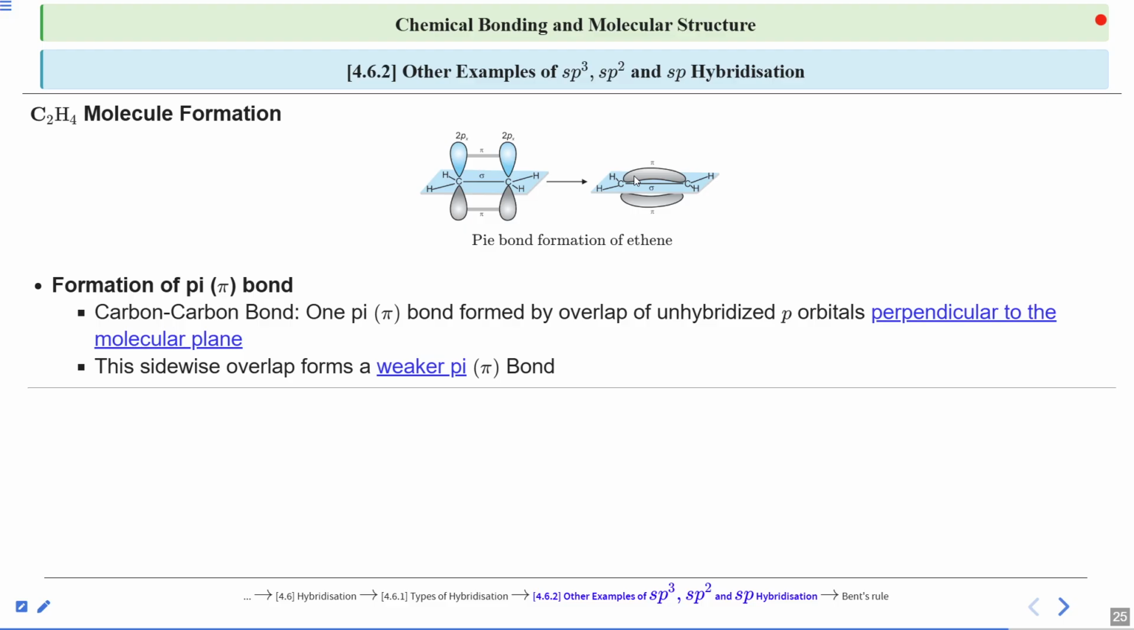And these lobes are where your electrons will be. Okay. So I hope you got this. It's very, very important to understand this part because most of the students are finding it very difficult to understand this formation. Now I would suggest you to similarly go and try it for the ethyne molecule, which is C2H2.